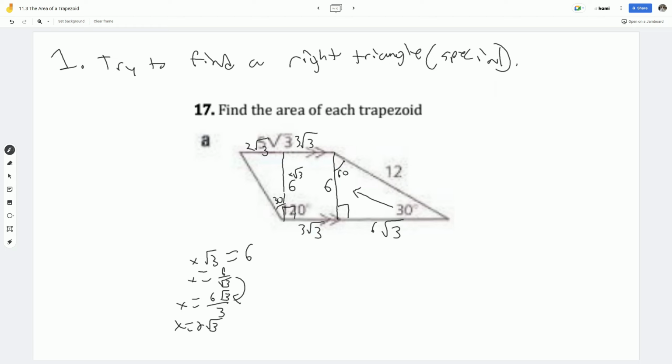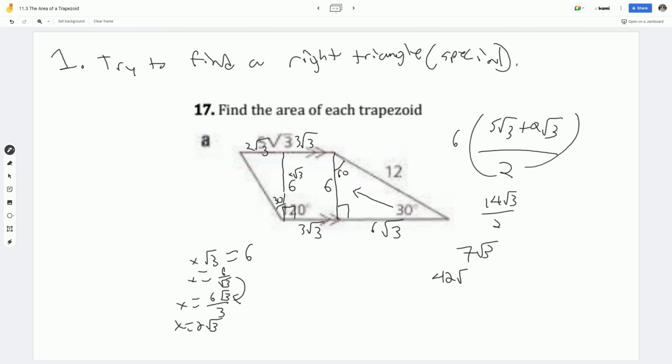Let's do it. We know one base is 5 root 3, and the other base is 3 root 3 plus 6 root 3, or 9 root 3. You find the average of these, multiply by the height, 6. 9 plus 5 is 14 root 3 over 2, 7 root 3. 14 over 2 is 7. Multiplies by 6 is 42 root 3 units squared. That is the answer, and that is the area of the trapezoid.